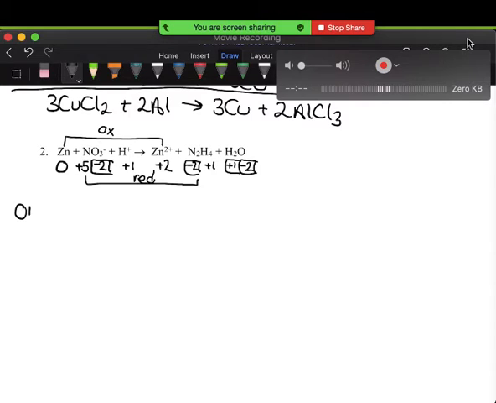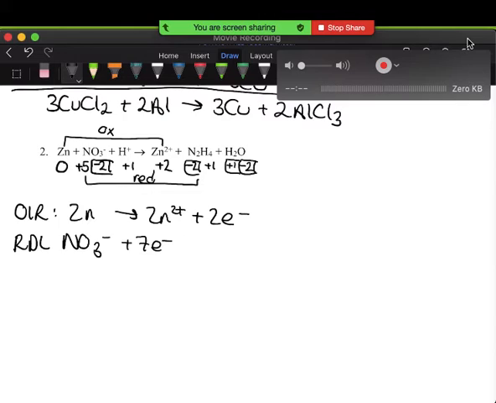So I write my half equations. So I am going for Zn to Zn2+ plus 2e minus. I've got the same number of zincs on both sides, so I don't have to do anything to them. Here for the reduction, it is going NO3 minus plus 7 electrons is going to N2H4. So I'm only interested in my Ns.